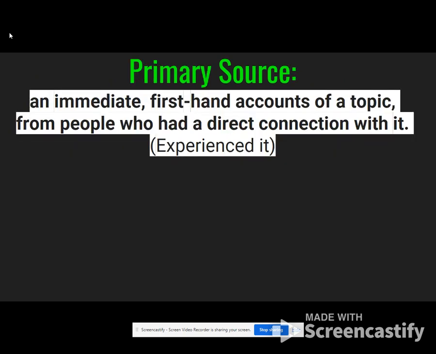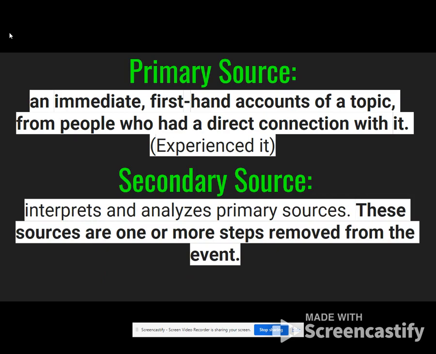So a primary source is an immediate firsthand account of a topic from people who had a direct connection with it. Therefore, they experienced it, they lived it, they witnessed it. It's firsthand. A secondary source interprets and analyzes primary sources. These sources are one or more steps removed from the event. Therefore, they did not experience it. They got their information from another source.